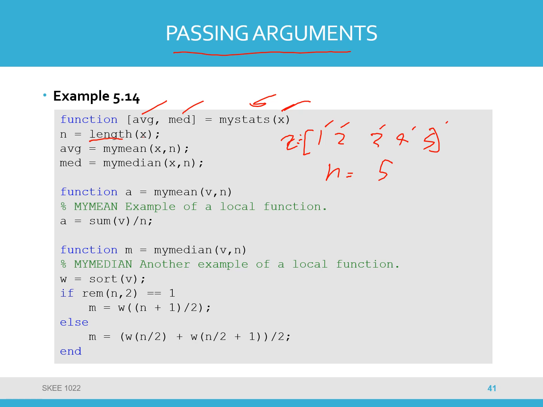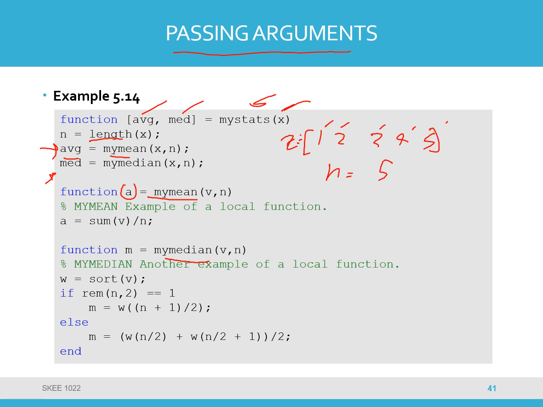Okay, then average is equal to my mean. This is a function. So where is my mean? This is my mean, and median is my median. What it means when passing argument is that, for example, for the function my mean, the output is a, but you replace it with average, avg, and for my median, the output is m, but you call it back med. So that is what is meant by passing argument.